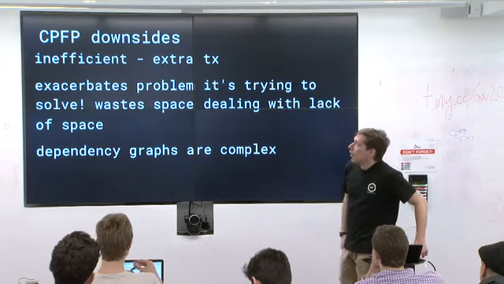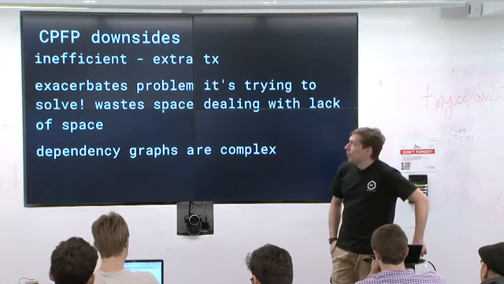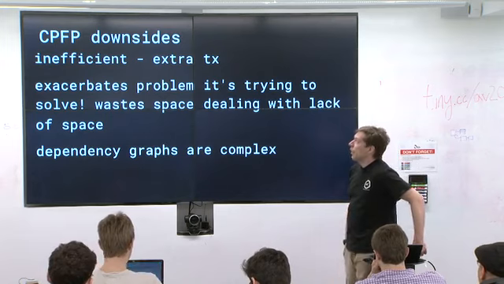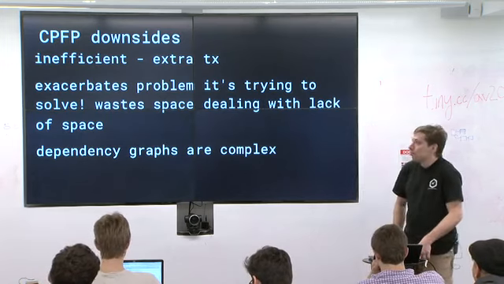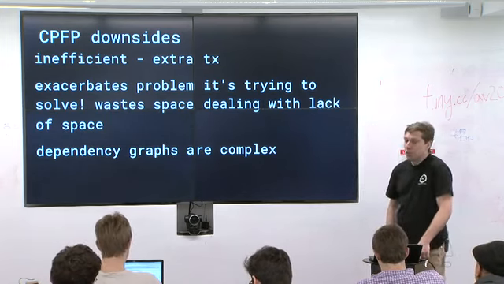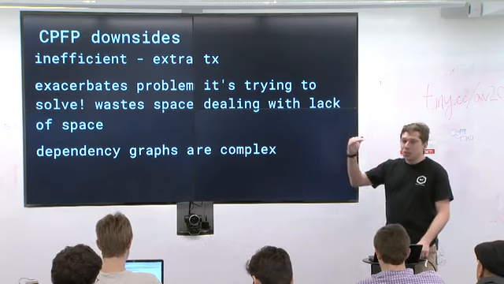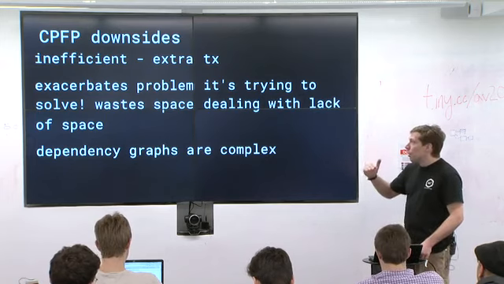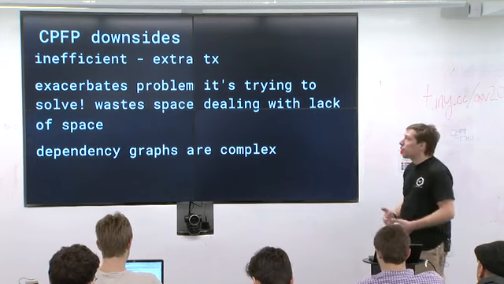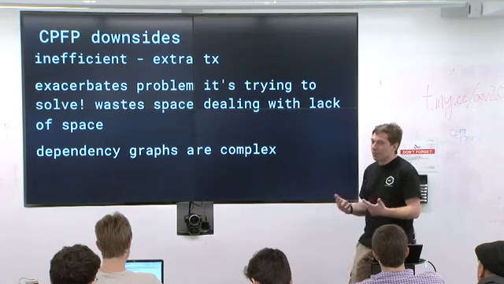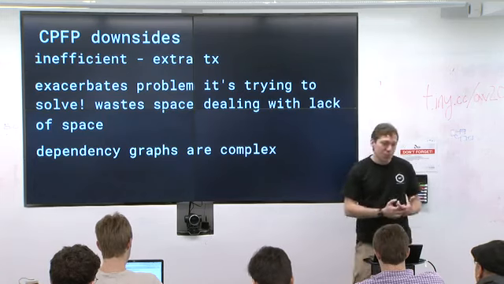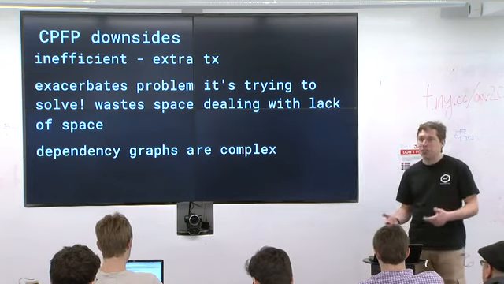Downsides of this. Child pays for parent is very inefficient, right? You're making an extra transaction, and it's exacerbating the problem you're trying to solve, right? The whole problem is there's too many transactions, there's not enough space, and you're increasing your priority in the queue by wasting even more space. So if everyone does child pays for parent, it's really bad. Now every transaction is going to take 2 or 3 transactions.